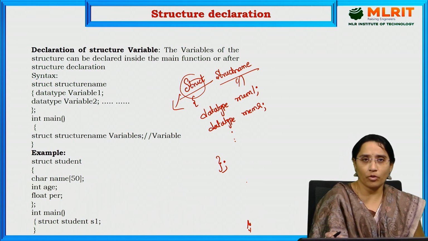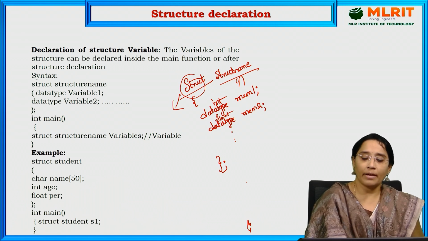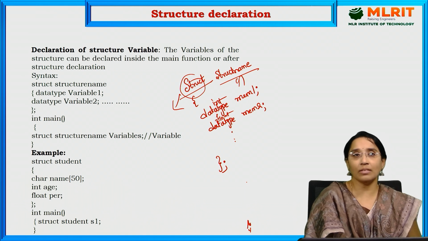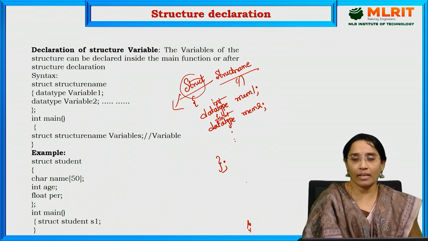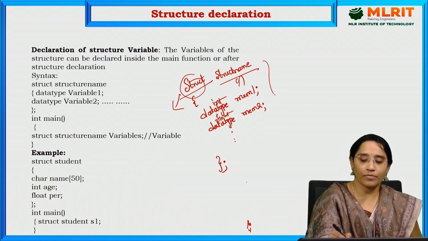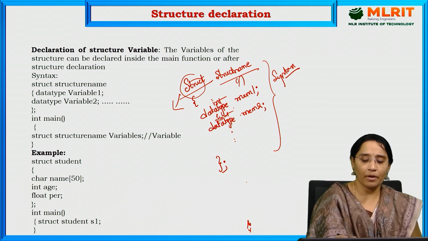And suppose if you want to declare a roll number, you can use the data type as integer. And if you want to use the marks of the student, you can consider float, and name as a string. So a string is an array of characters, so you have to use the character data type, like char a[50], like that you can declare. So this is the syntax of structure declaration: struct name, data type member 1, data type member 2.